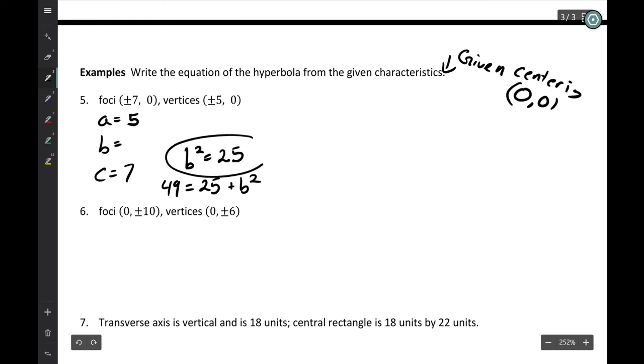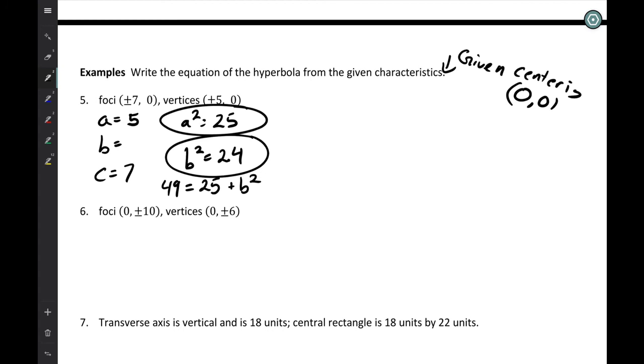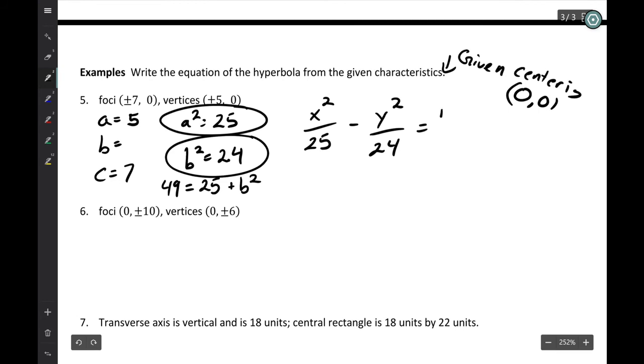Once I have b squared, and I know a squared is equal to 25, I literally wrote 25 instead of 24, even though I said 24. It's very concerning. So I got a squared and b squared right there. So therefore my equation, because it opens up and down, no, it opens left and right. Because it opens left and right, is going to be x squared over 25 minus y squared divided by 24, which is equal to 1.